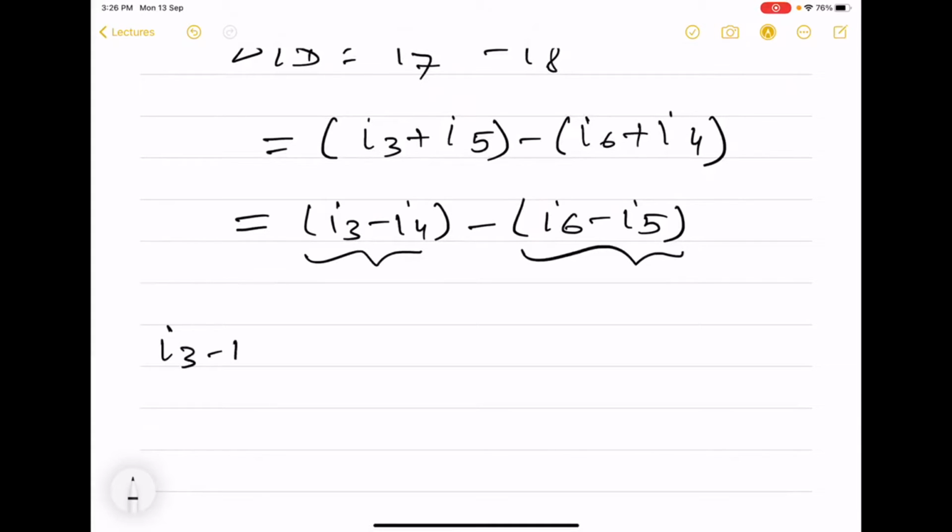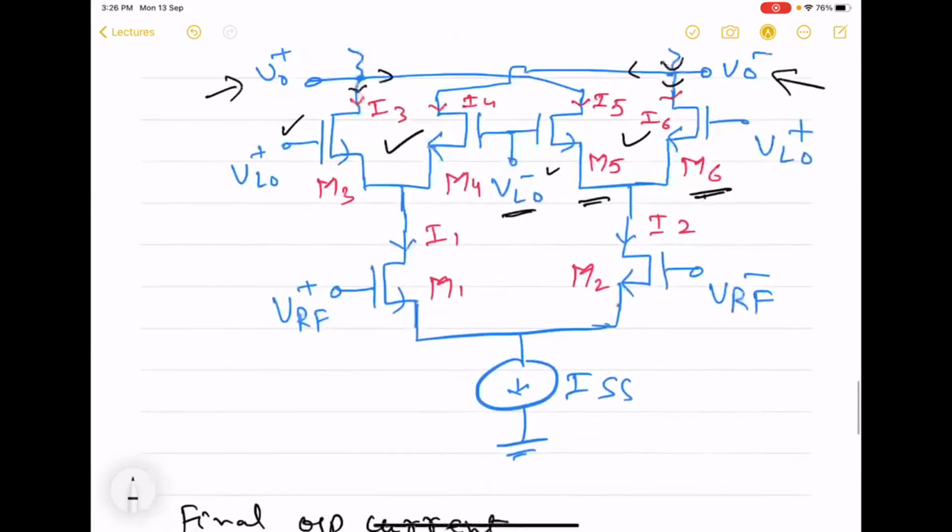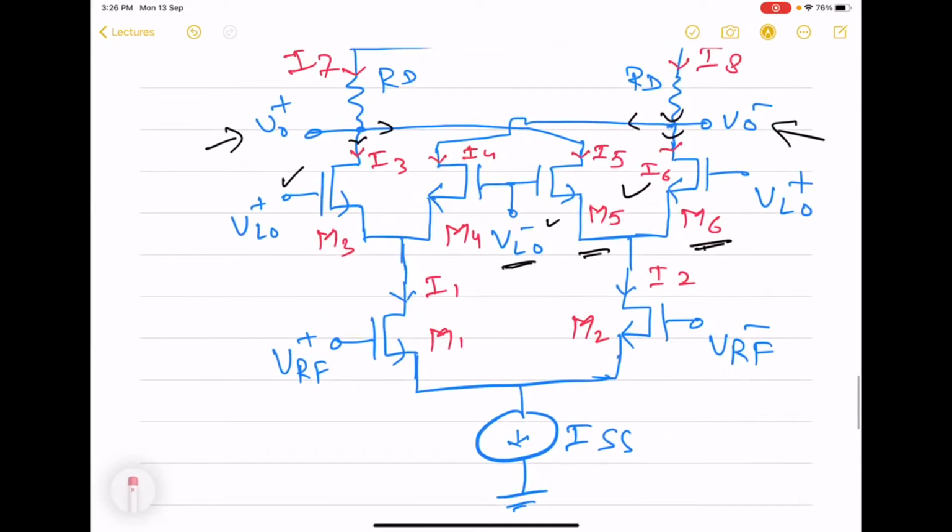So now we are going to write each of these individual difference, this one and this one. So here I3 minus I4, this is the difference of drain current for one pair. So for pair number one, let us say this is pair number two. So for pair number one, we know that the difference of current, that is I3 minus I4, is going to be function of I1.